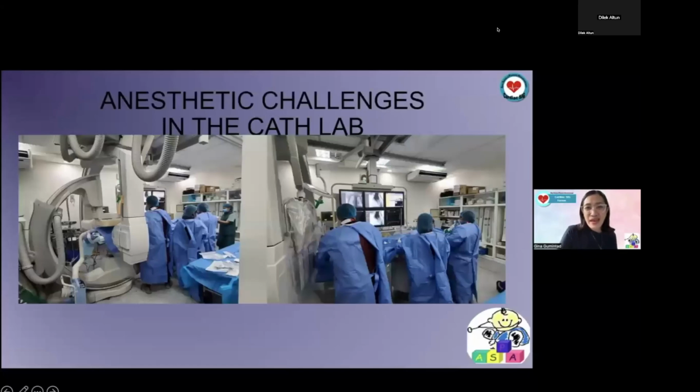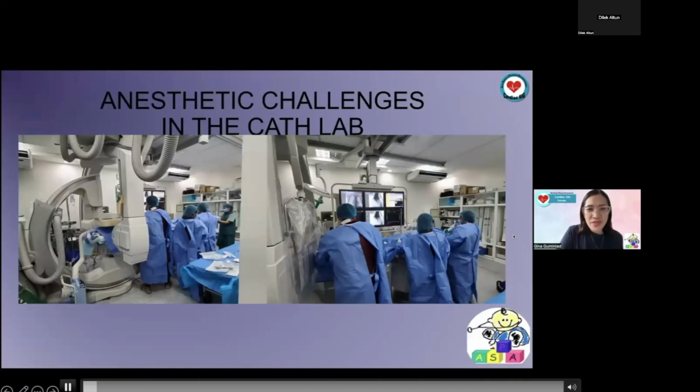So is this place familiar? This is how it goes in our local setting. This is one of my hospitals where I work here in the Philippines. This is how the setup goes in our cardiac catheterization laboratory. So it's a bit challenging if you see it like this, especially if we have a challenging patient.